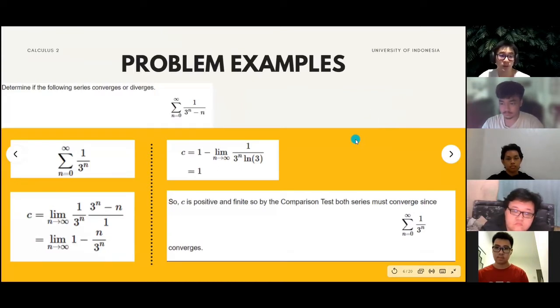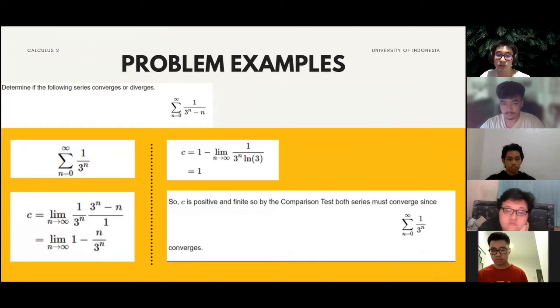So this is an example of the limit comparison test in which the original formula is 1 over 3 to the power of n minus n. The new formula is that I take out the negative n, which gives bk equals 1 over 3 to the n. After that, I take the limit of ak over bk, which is 1 over 3 to the power of n minus n, multiplied by 3 to the power of n. It gives the limit as n goes to infinity of 1 minus n over 3 to the power of n.